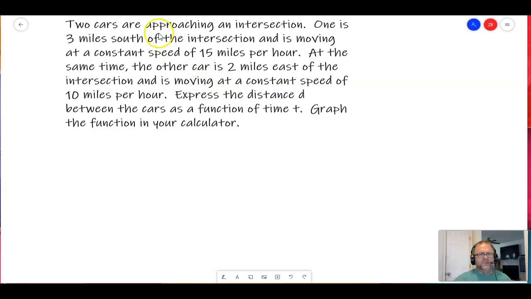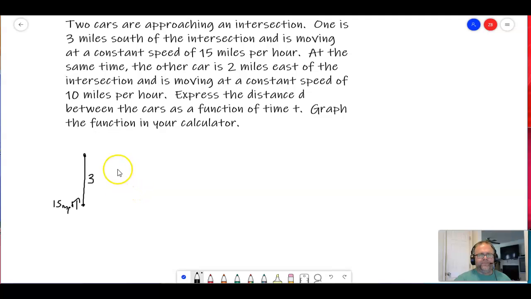of problems. All right, so it says two cars are approaching an intersection. One is 3 miles south of the intersection and is moving at a constant speed of 15 miles per hour. So as we're reading this, let's go ahead and write this. So we have some intersection here, and we have 3 miles south. Right here, we've got a car that's moving towards that intersection. So this is a distance of 3, and it's moving at 15 miles per hour.